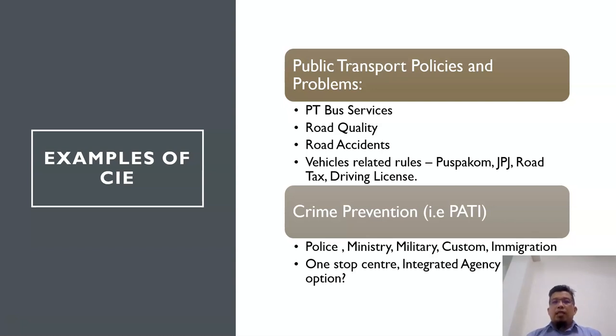Another example is crime prevention, in the case of illegal immigrants, where multiple agencies, the police, ministry, military, customs, and immigration, are involved to address the problem of illegal immigration, right? So some of it is being done, but enforcement is definitely not sufficient. So good services on how to control illegal immigrants need to be developed.